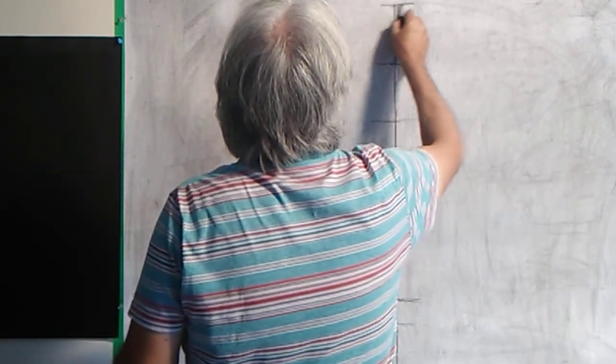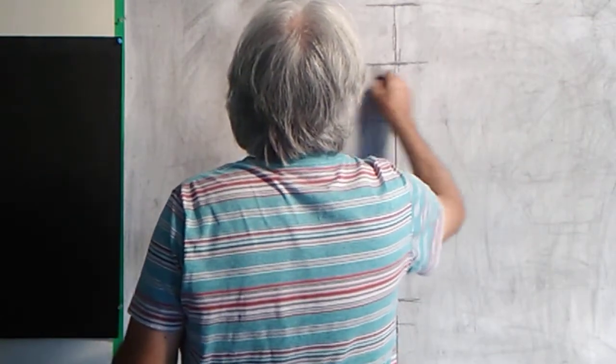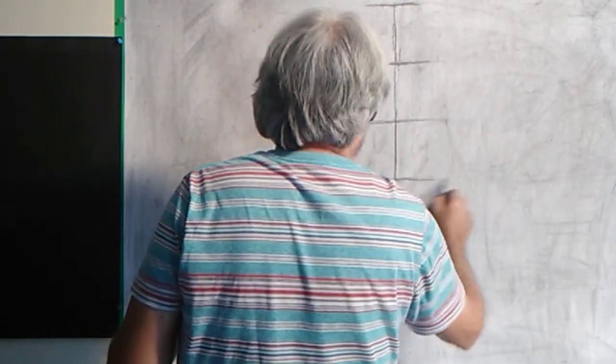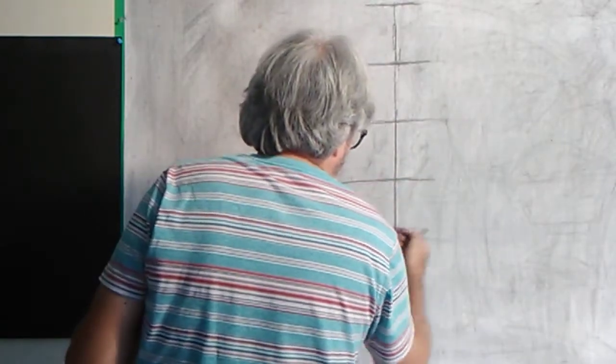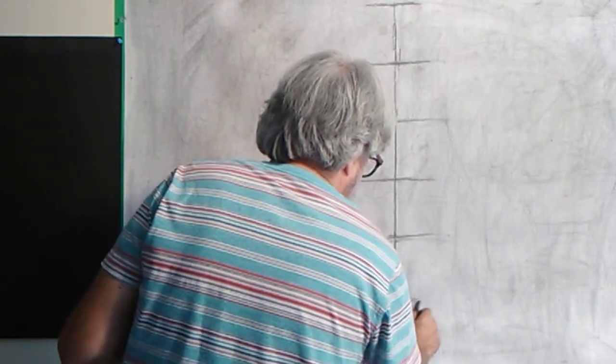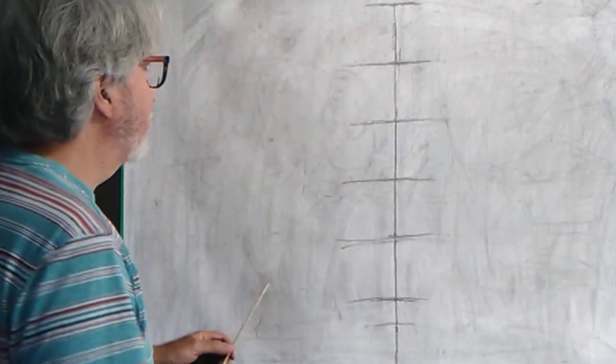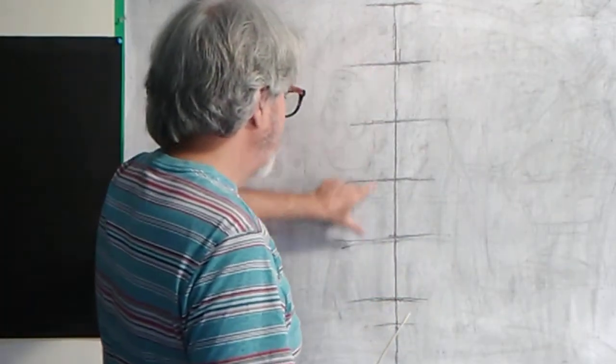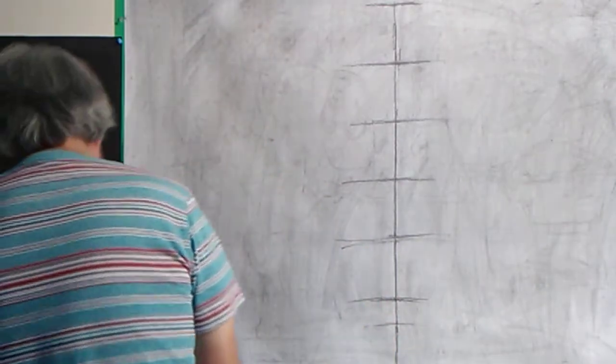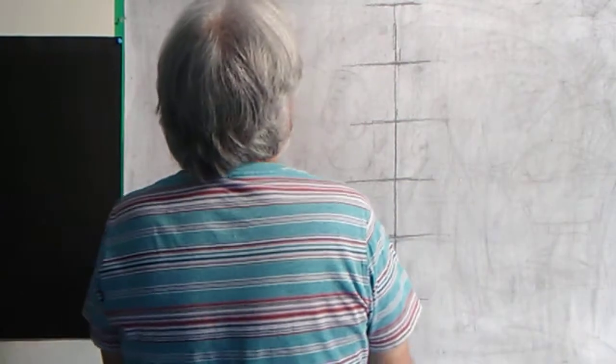These proportions are really important. So I'm just going to place them kind of boldly so you can see them. So I've got all the proportions in place: 1, 2, 3, 4, and 5.